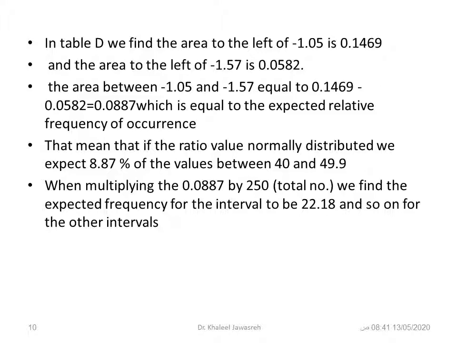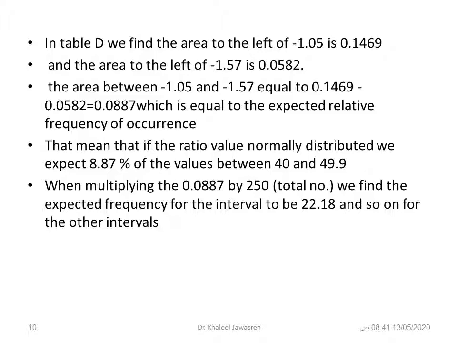Return back to the previous slide. The area between minus 1.57 and minus 1.05 equals 0.1469 minus 0.0582, which yields 0.0887, which is equal to the expected relative frequency of occurrence. That means that if the ratio value is normally distributed, we expect 8.87% of the values to be between 40 and 49.9.